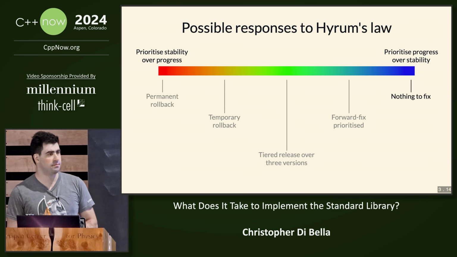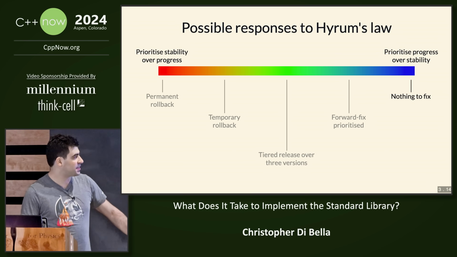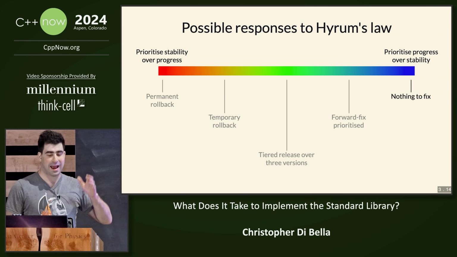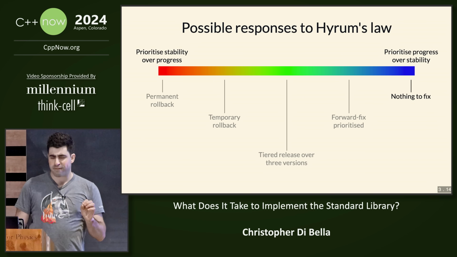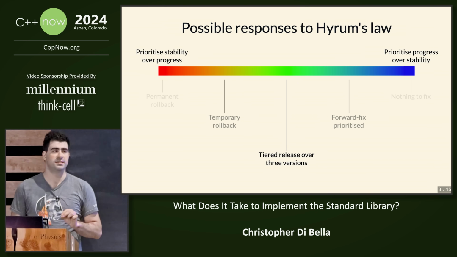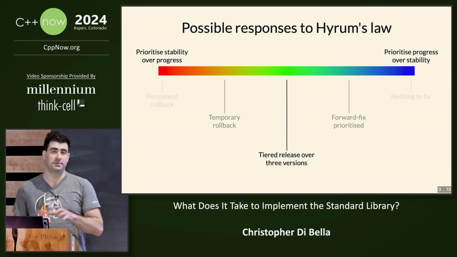Now, my favorite of these 5 responses, there's a spectrum. So the temporary rollback sits in between the permanent rollback and the tiered release. But my favorite of the lot is really the tiered release, because it takes a little bit from the temporary rollback in that we are going to make it opt-in at first.